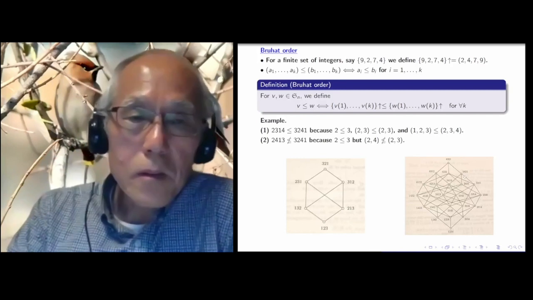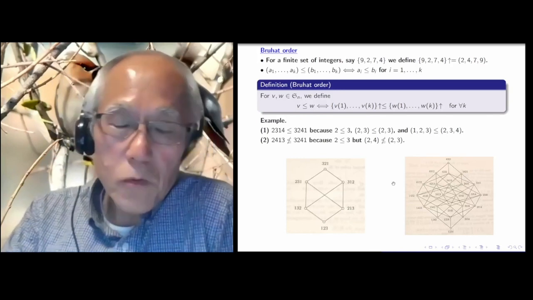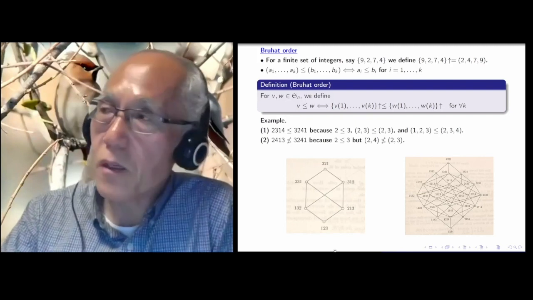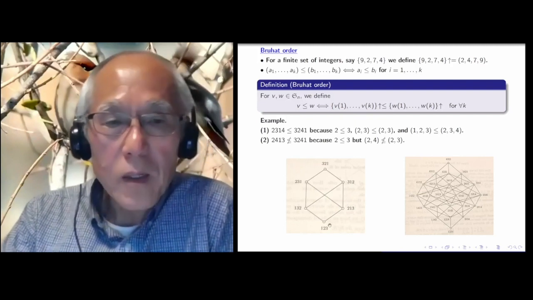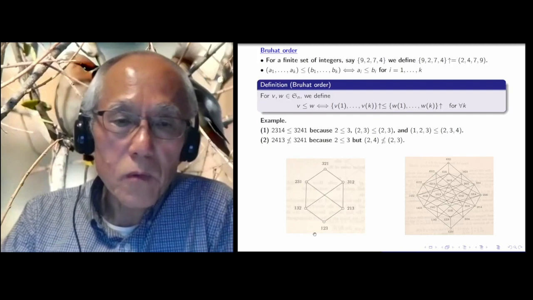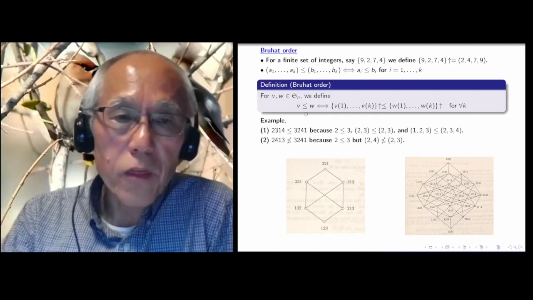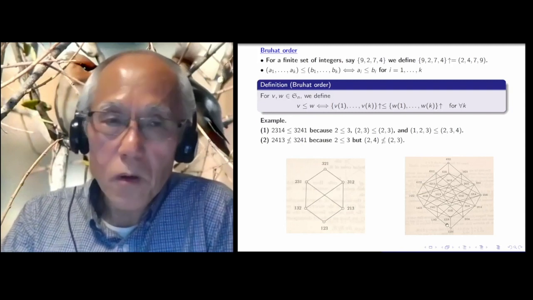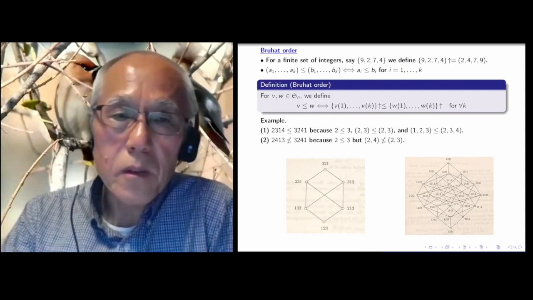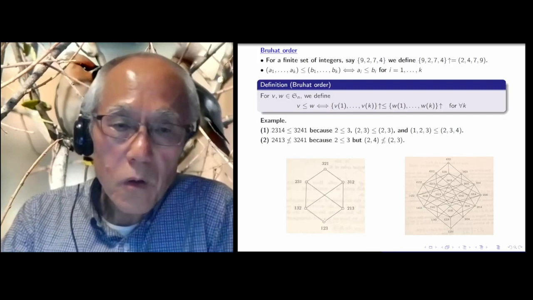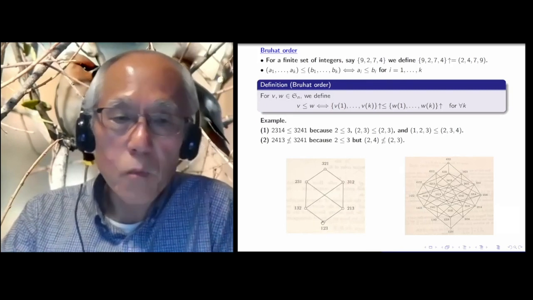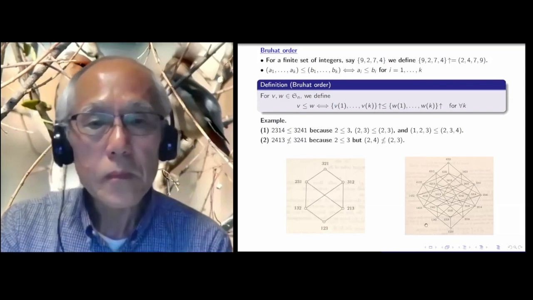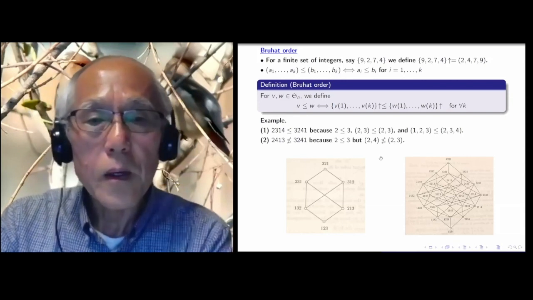Okay, so here is the, I think many of you have seen this, Hasse diagram. This is a Hasse diagram of S3, and this is a Hasse diagram of S4. The identity element is the smallest element.